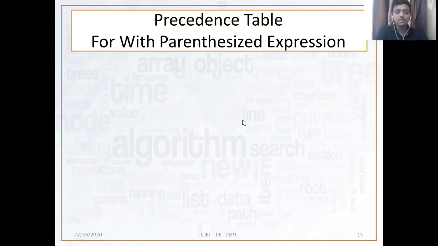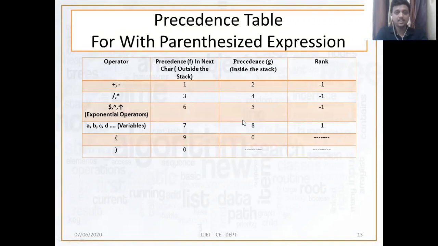See, here is the precedence table for with parenthesized expression. Again, I'm telling you that the lowest precedence is of plus minus, above it division star, next is dollar arrow caret, next is ABCD, next opening bracket, next closing bracket. Fine. But students, in with parenthesized expression, we have two different precedence functions. F shows the precedence outside the stack. G is a function that shows the precedence inside the stack.